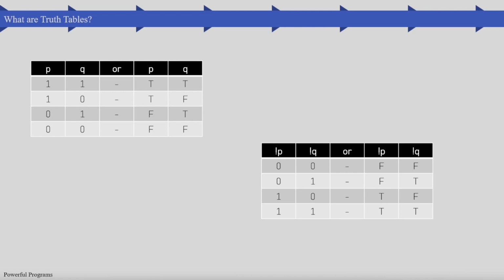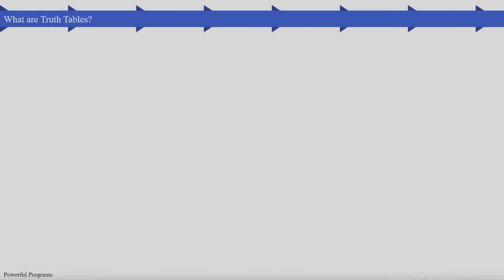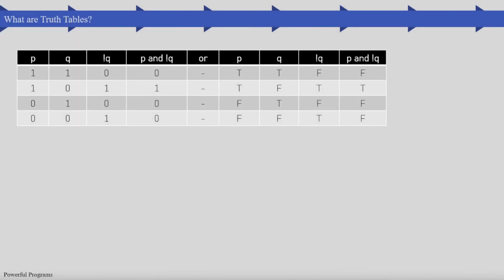The exclamation point is not the traditional symbol to use for not in truth tables, but I couldn't get that symbol in PowerPoint, and for the use of my program, I used the exclamation point for simplicity. Exclamation point is commonly used for not in coding. Some more advanced examples are P, Q, not Q, and P and not Q.